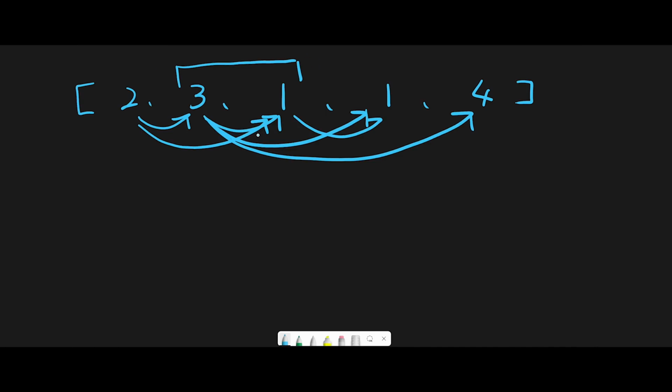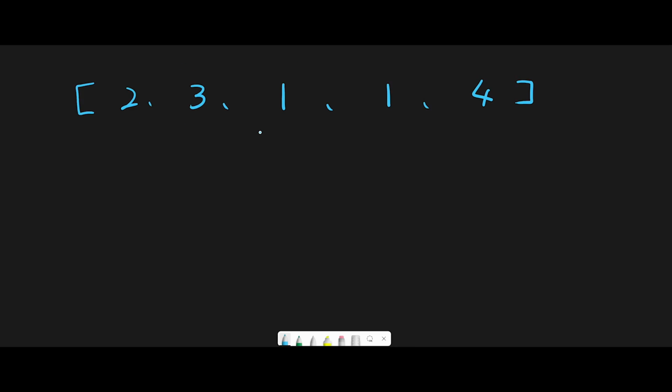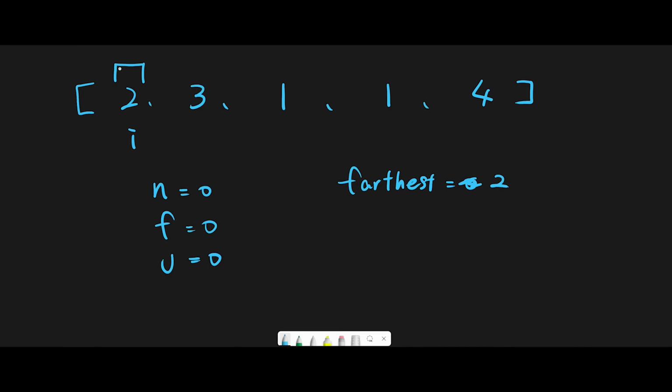Okay, so let me explain from the beginning. We have three variables. One is the near position, initialized with 0, the other is the far position, initialized with 0, and the last variable is the jump time, initialized with 0. First of all, we start from index 0 and the range is only index 0, right? Let's say the current position is i, and we will try to find the farthest position from the current position. Farthest is initialized with 0, and the current farthest is index 0 plus 2, right? So 0 versus 2, and 2 is the farthest, so index 2. Then we finish iteration within this range.